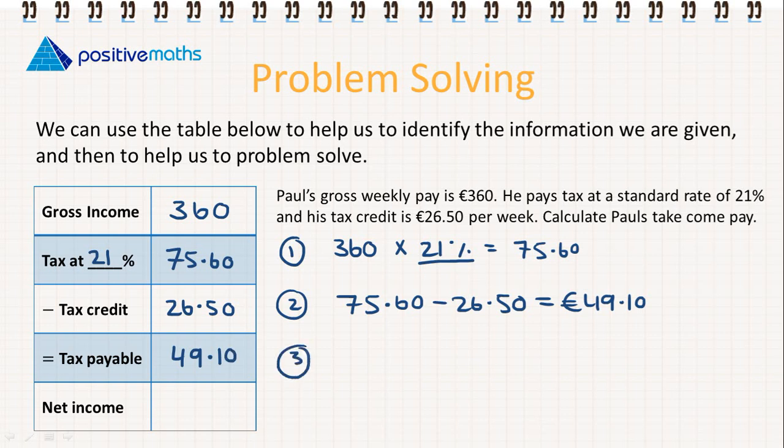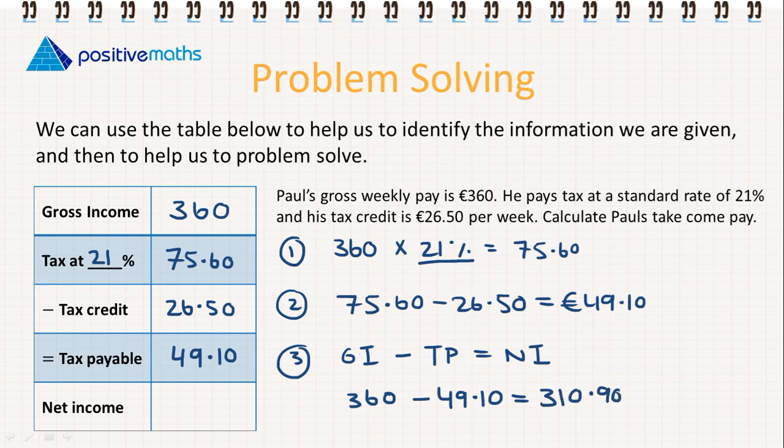So our net income, we're remembering, is the gross income, I'll just put GI, minus the tax payable, equals our net income. So it's going to be 360, the money that we earned, minus the tax that we have to pay, will give us our take-home pay. So after tax, we will take home €310.90. We must always remember to give our final answer including our units. So our net income is equal to €310.90.